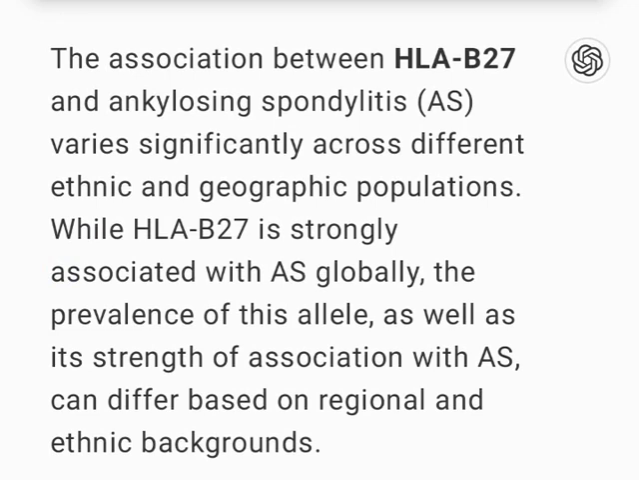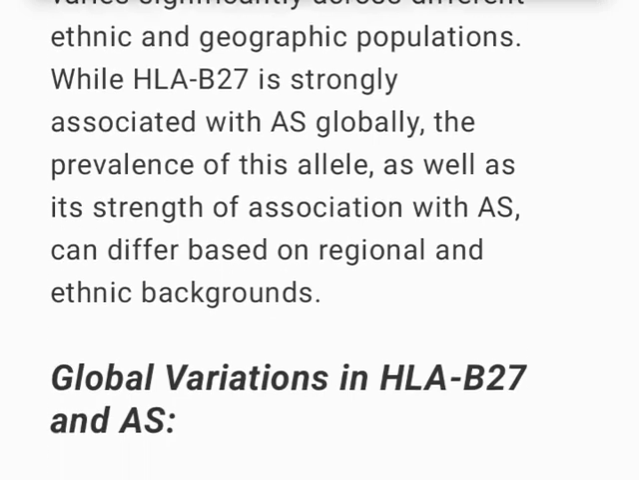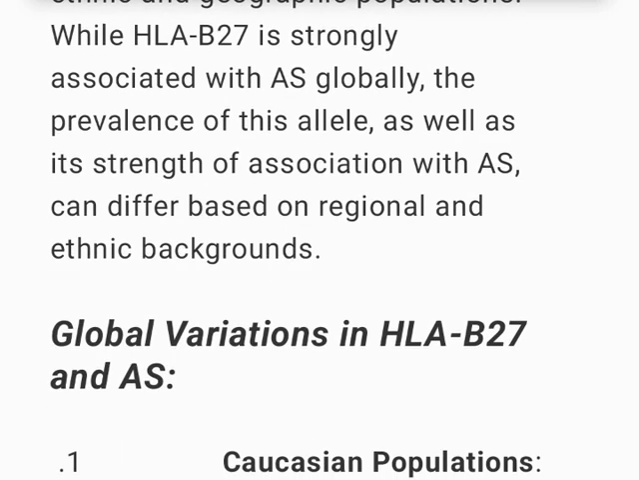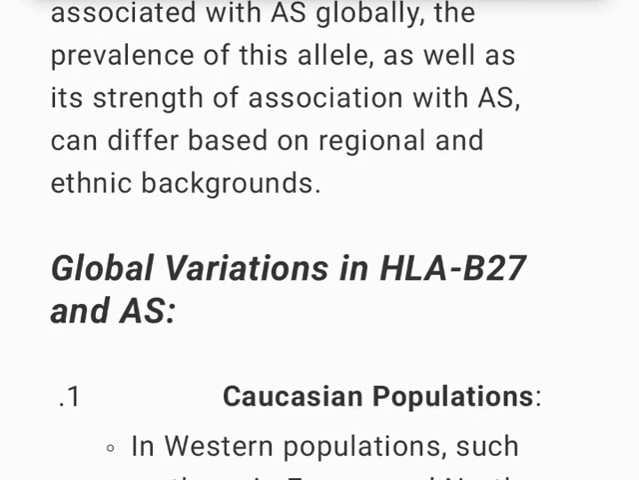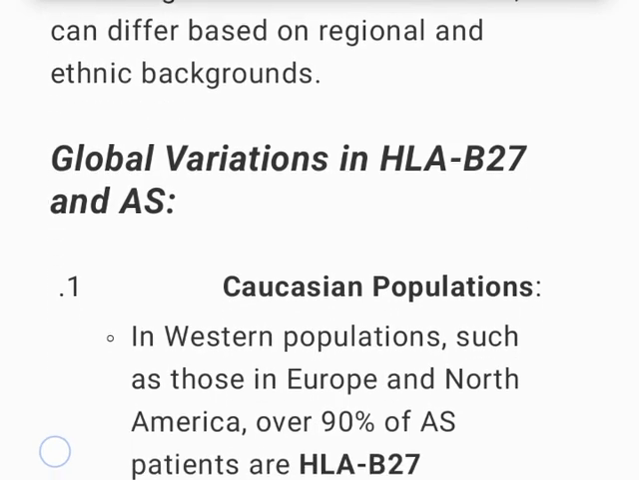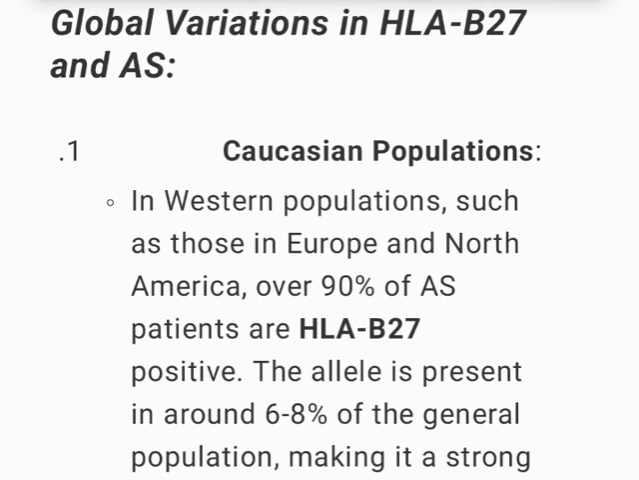The association between HLA-B27 and ankylosing spondylitis, AS, varies significantly across different ethnic and geographic populations. While HLA-B27 is strongly associated with AS globally, the prevalence of this allele, as well as its strength of association with AS, can differ based on regional and ethnic backgrounds. Global variations in HLA-B27 and AS.